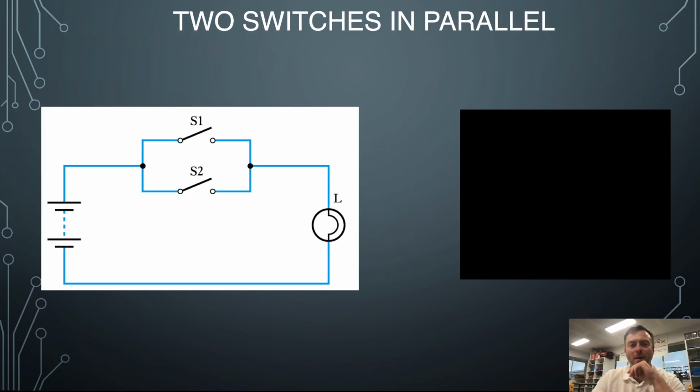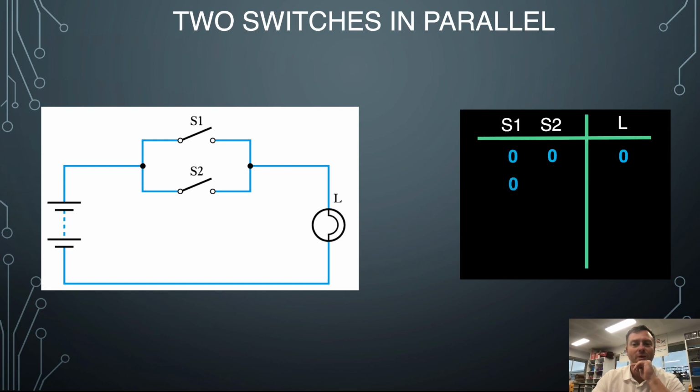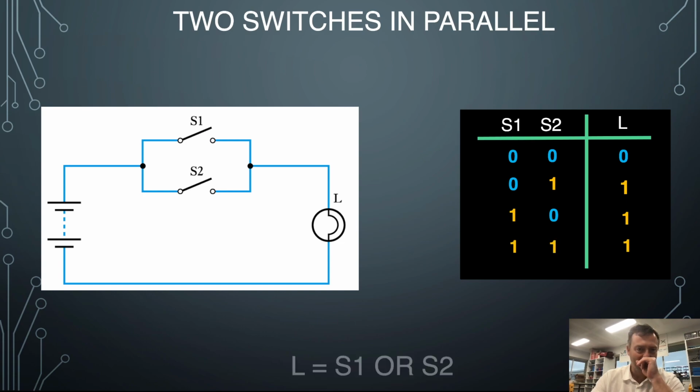If two switches are in parallel, same sort of thing. So you've got switch one, switch two with the lamp. If it's 0, 0, you get a 0. If it's 0, 1, you can actually get a flow state because there's one way for the water to get through to the lamp. Okay. If you get 1, 0, again, there's another way. And then if you've got 1, 1, there's one way, which is kind of cool.